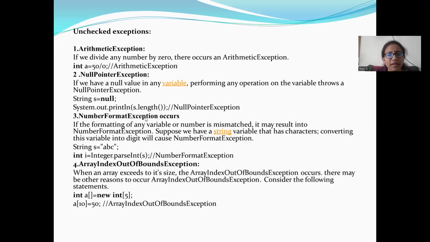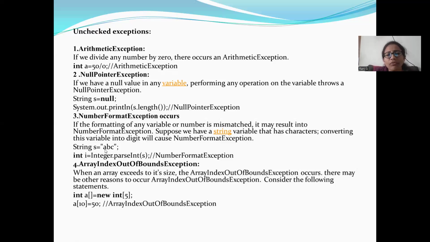Next is the number format exception. This number format exception will occur if the formatting of any variable or number is mismatched. Suppose we have a string variable that has some characters. Converting that string variable into a digit will cause the number format exception. See this, the string s is equal to, we have given quotation a, b, c. We are using the method Integer.parseInt. We are using integer, but we have given the string. So at that time, it will throw a number format exception.